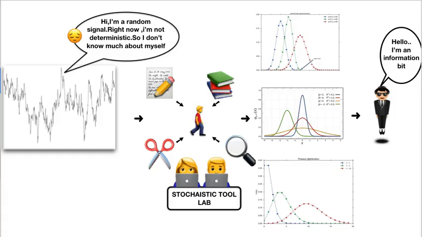here I have shown a pictorial description of how a random signal, being deterministic in nature but still random, can be predicted along the course. Here you can see a noise, which for a layperson is just like any other signal distributed over a time axis. Here it says, I am a random signal. Right now I am not deterministic. By that he means that he doesn't know exactly what his properties are and how he will behave in future. So he doesn't know much about himself.